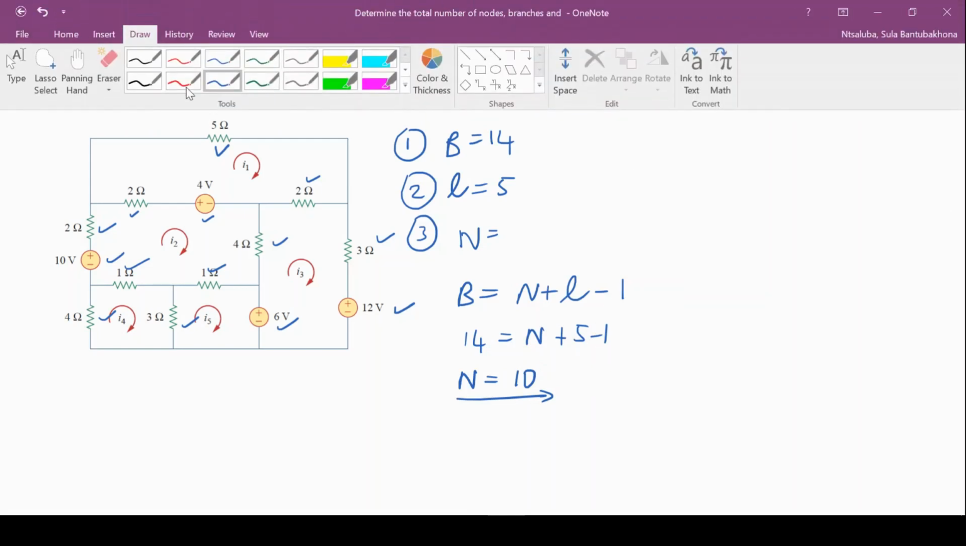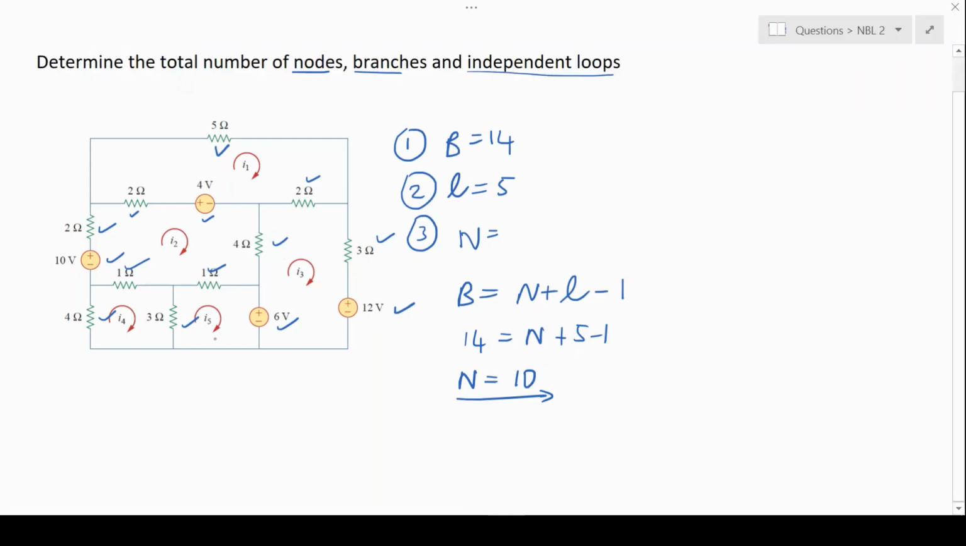Let's see if we can identify these 10 nodes. So we know that we have the ground node. We would have node 2, node 3, that would be 4, that will be 5, that will be 6, and that will be 7.